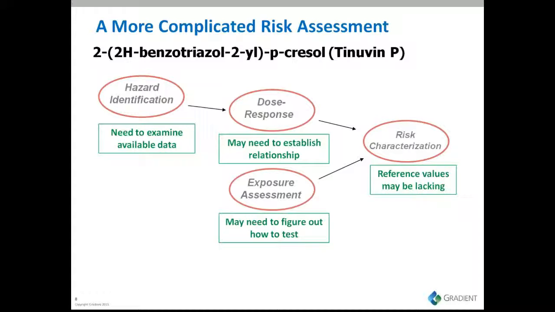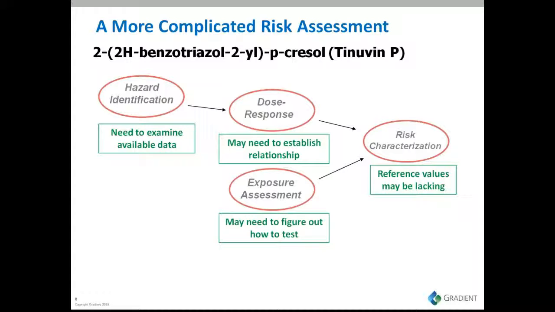So we might need to spend a little more time understanding what the chemical hazards, what the health hazards are. We might need to dig a little bit to come up with the data. We may also need to do additional work to understand what the dose-response relationship is. So how much of this chemical really is a problem? I think that's something that would need to be explored a little further.